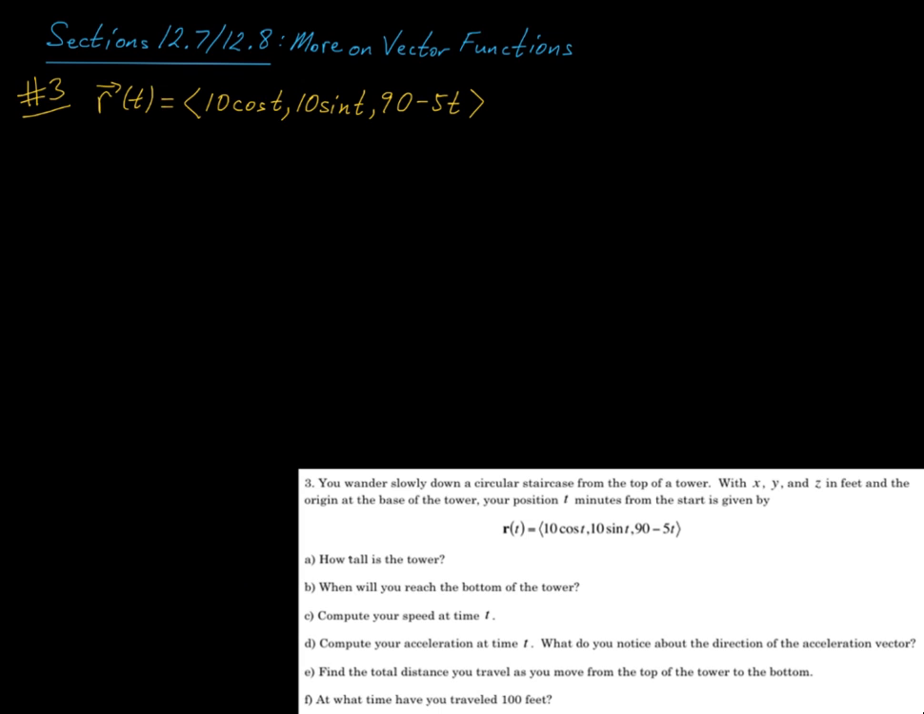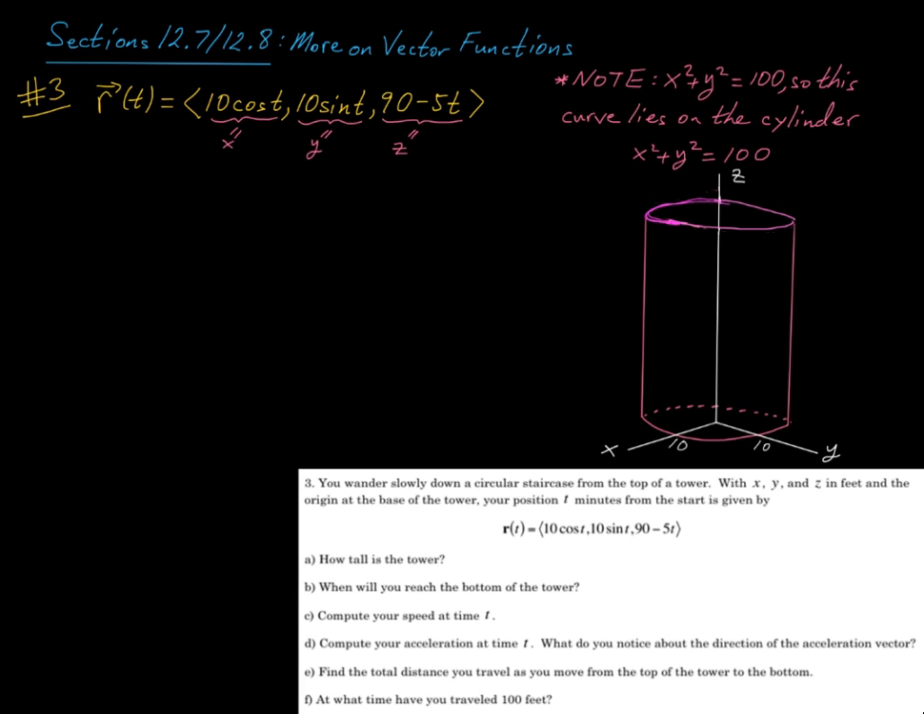All right, now before we jump into part A, let's go ahead and highlight a few things about this curve that you're walking along. So first note that the i component and the j component satisfy the equation x squared plus y squared is equal to 100. That just follows from the Pythagorean identity. So that implies that the curve that you're walking along lies on the cylinder with the equation x squared plus y squared is equal to 100. So this is the cylinder of radius 10, and its axis is the z-axis. So as we let t increase, you're going to be moving along points on this cylinder.